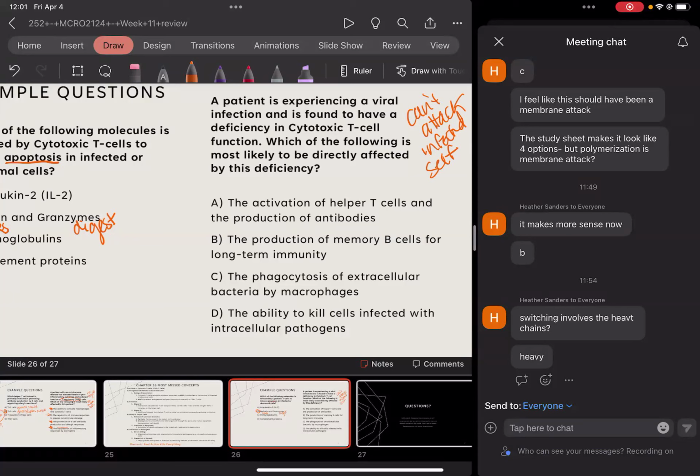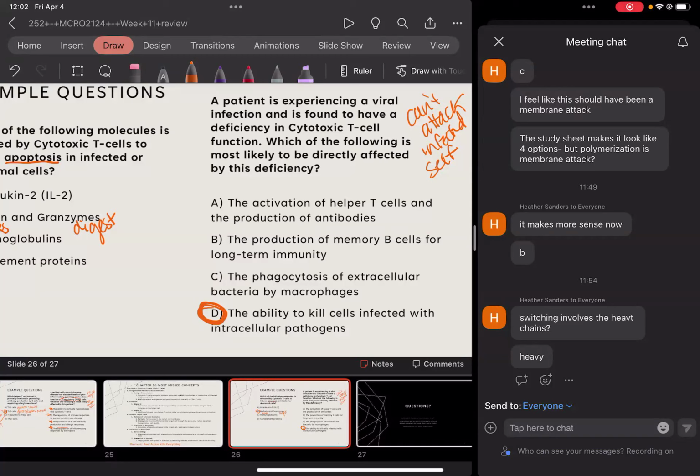Will we have a problem with activation of T helper cells? Will we have a problem with producing memory B cells? Will we have a problem with phagocytosis of extracellular bacteria by macrophages? Or will we have a problem with our ability to kill cells that are infected with intracellular pathogens? So your cytotoxic T cell response is responsible for killing infected self cells. That means D is the answer for this one.